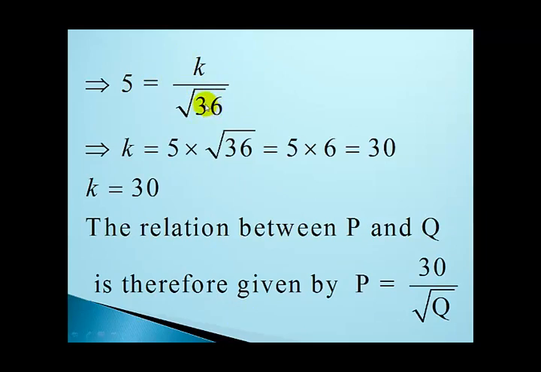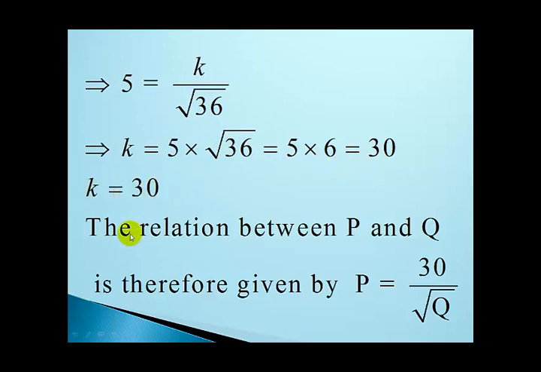Now, to solve for k, we have to cross multiply. Take note that the whole number 5 is the same as 5 over 1, and 5 over 1 is the same as 5. That is why the 1 cannot be seen. So by cross multiplying, we multiply k by the 1, and k times 1 is equal to k. This is equal to 5 times the root of 36. When we take the square root of 36, the answer is 6. So we have 5 times 6, and the answer is 30. So the constant of proportionality k is equal to 30.